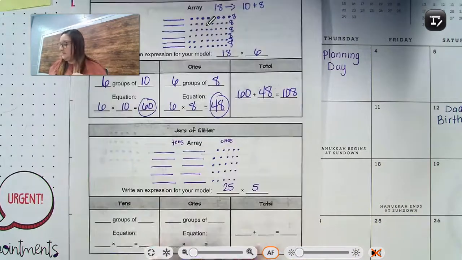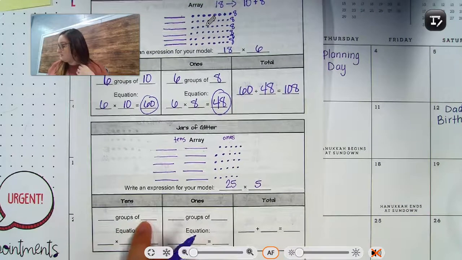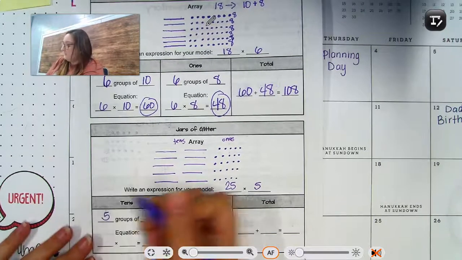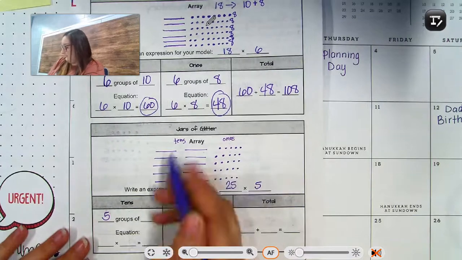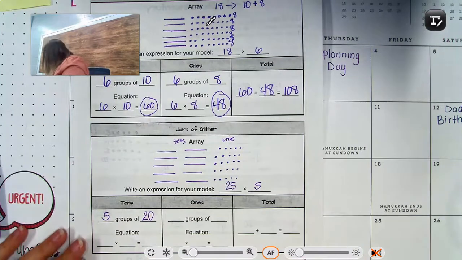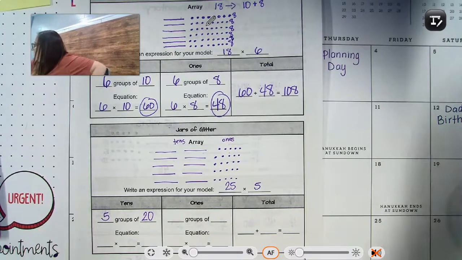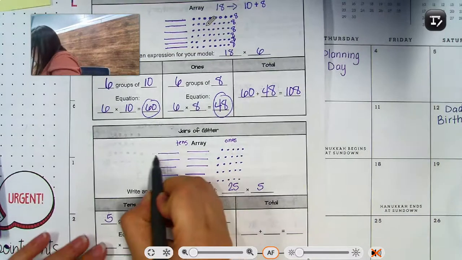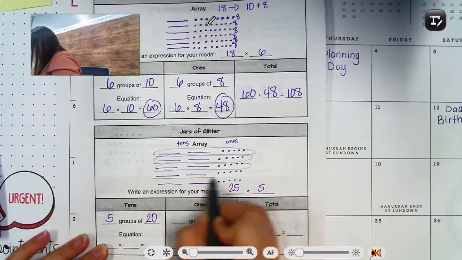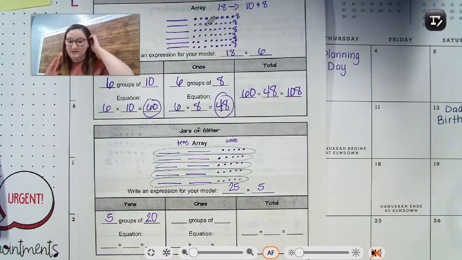Okay, so let's break it down. So we're looking at an array. I have 1, 2, 3, 4, 5 groups of, how many do I have in each group? 10, 20. So I have 5 groups of 20. If I were to circle these arrays into groups, here's a group, here's a group, here's a group, here's a group, and here's a group. We're just breaking it into tens and ones.